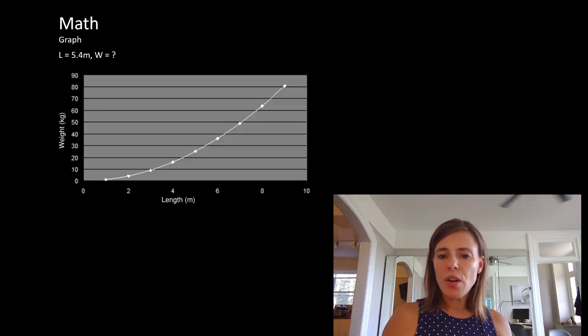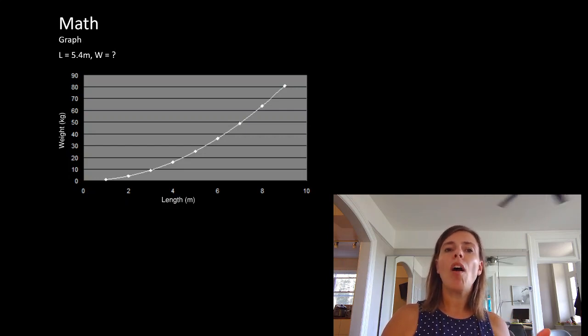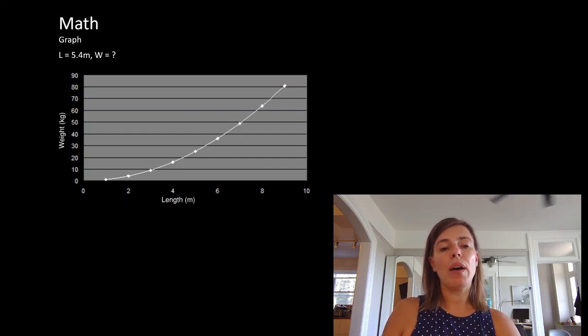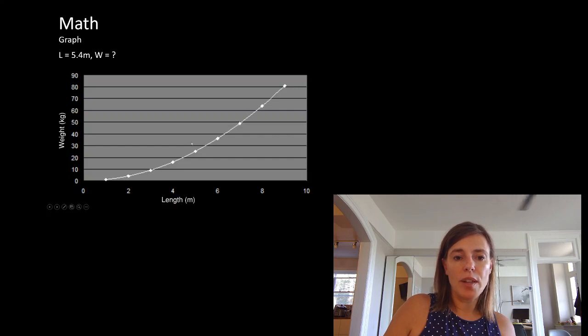Seems silly, but you need to know how to figure out things on a graph, because sometimes the points you're looking at aren't directly on the graph, or the obvious dots. So if we had this graph here plotting lengths and weights against each other, and we can see we have a series of dots plotted on here, and we wanted to know what the weight is for the length of something that is 5.4 meters long.